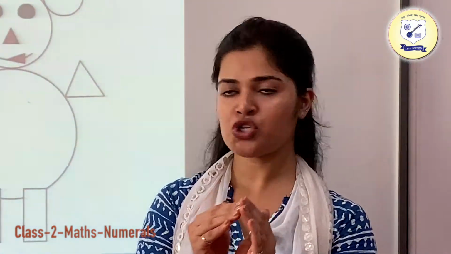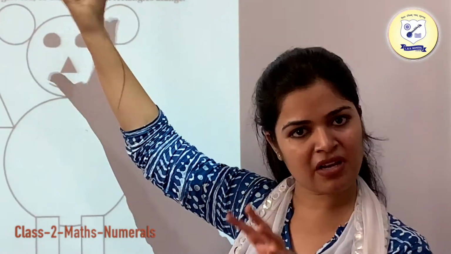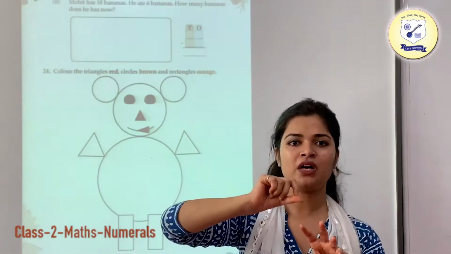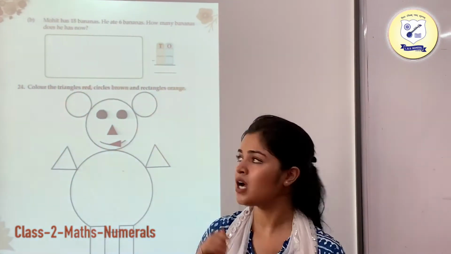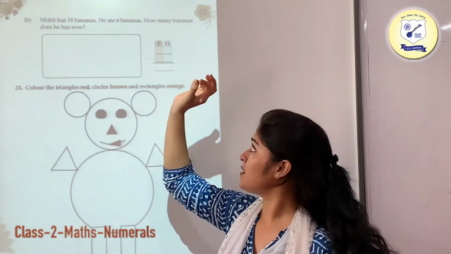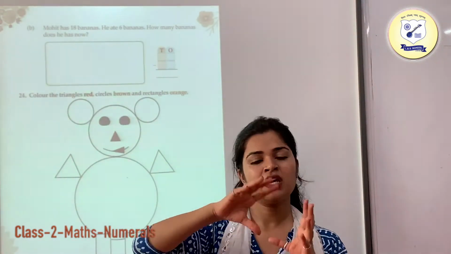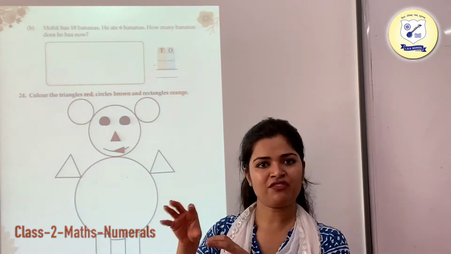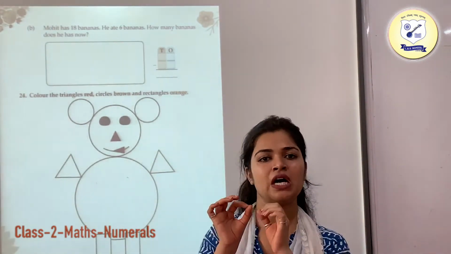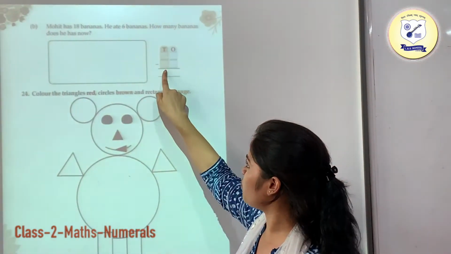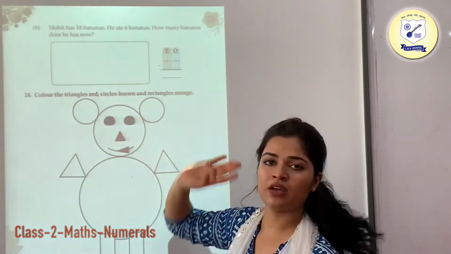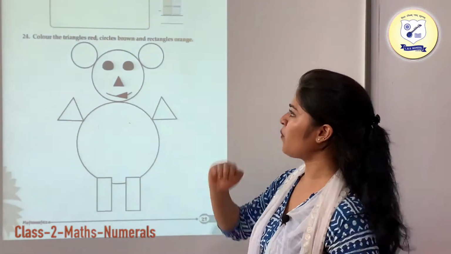Okay. So what you should do is either you can make 18 bananas here, or you can just use lines to represent the bananas, and we are just going to erase 6 lines from it. Okay. So what you will be left with is 12, which is going to be the answer to your question. So you need to write that 12 in the space being provided here. Okay. So now we'll move to the next question.